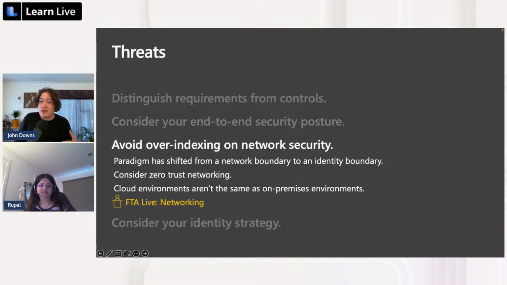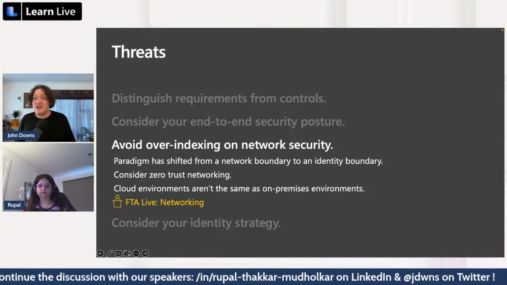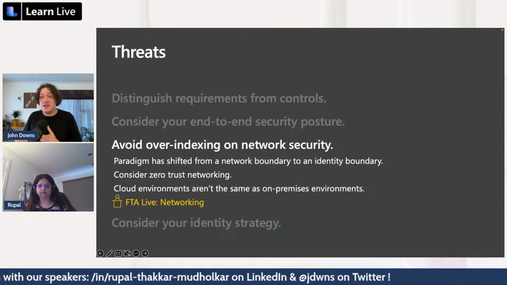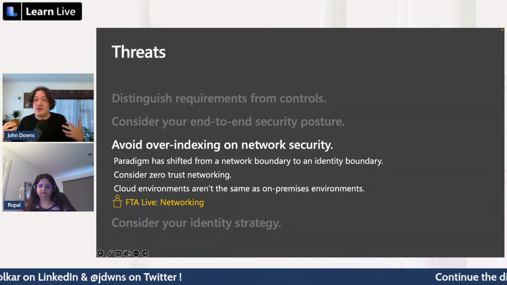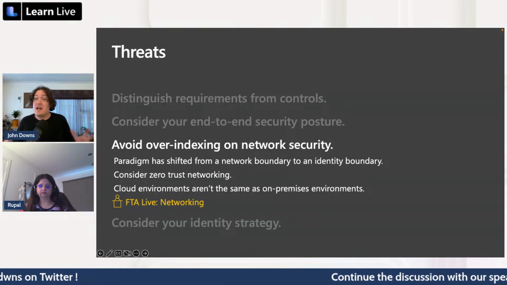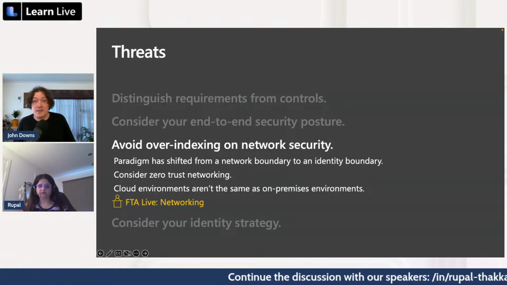I also want to call out a couple of specific areas of security that often come up in requirements discussions. Firstly, try not to focus on network security as the primary way that you secure your solution. In on-premises solutions, we typically use the network as a boundary to prevent unauthorized people from using our system. But in the cloud, the main security paradigm that we think about is identity. So that's either a user's identity or an application's identity. And principles like zero trust networking help us to consider how we can secure a solution even when it's reachable, for example, across the public internet.